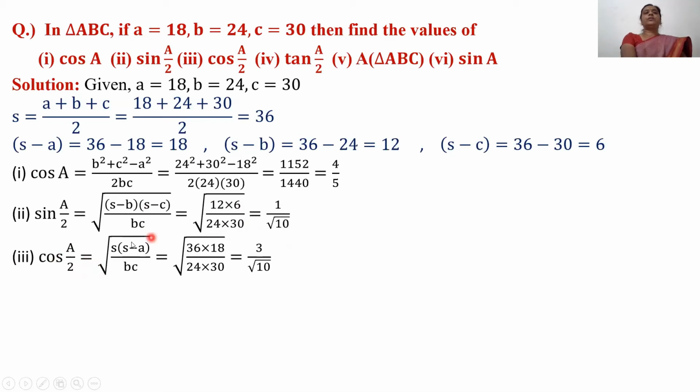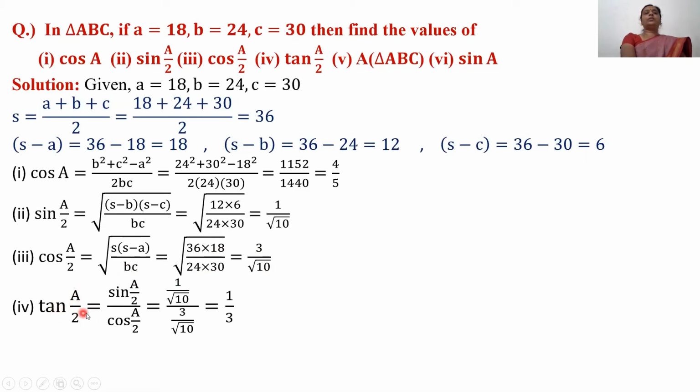This is equal to under root S in the bracket S minus A divided by BC, which is equal to under root, the value of S is 36, S minus A is 18, B is 24, C is 30. After simplification, this will be 3 divided by root 10. Then we will find the value of tan A by 2.